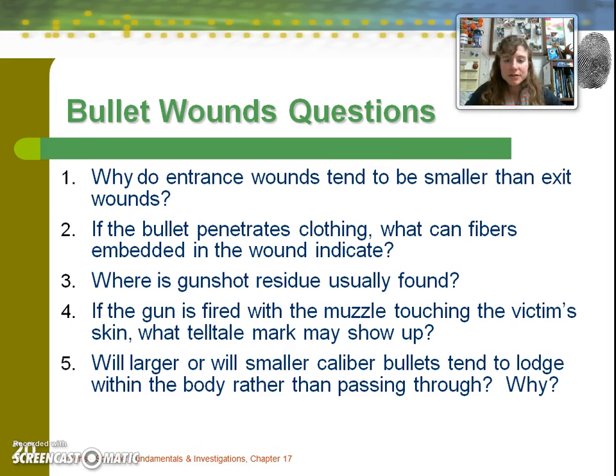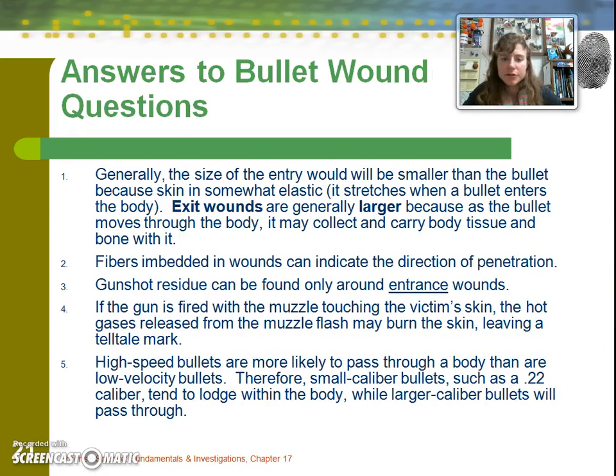Okay, so let's talk through the answers to these and see how it compares with what you were thinking. The first question, exit wounds are larger than entrance wounds because the skin is somewhat elastic, it stretches as the bullet enters, but the exit wound has to be larger as the bullet moves through the body, collecting body tissue and bone with it. Now, fibers embedded in the wounds can indicate direction of penetration. Gunshot residue found on entrance wounds can also help for directionality. When a gun is fired with the muzzle touching the victim's skin, the hot gases released can leave a mark called a stellate, or a star-like pattern with the breakage of the skin.